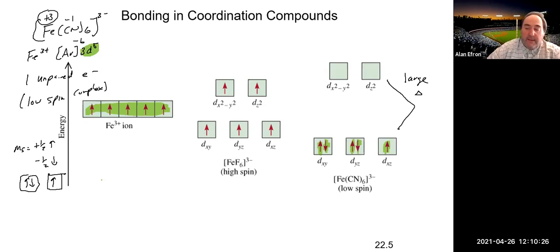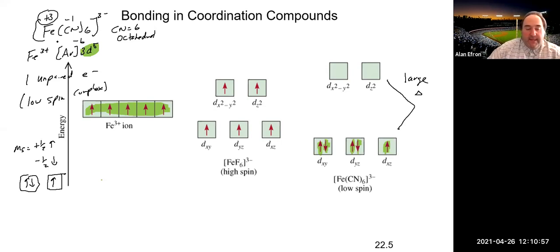Now, for both of these that we looked at, they both have a coordination number of 6. They both would do the octahedral splitting, and they both have the exact same charge on the metal in the middle. The difference, though, is how these electrons are going to be distributed. Any questions on that?